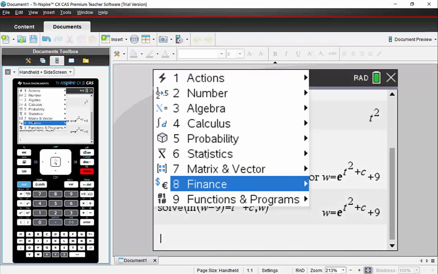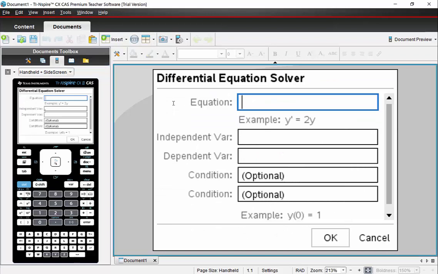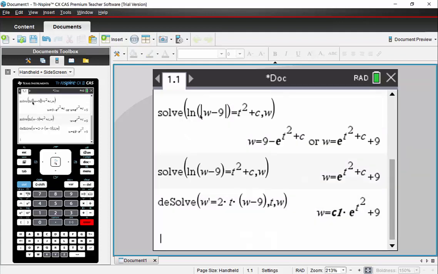Now, the other option was this under calculus, going all the way down to differential equation solver. In differential equation solver, in this case, we would put w prime equals 2t times w minus 9. Let's make sure we put a times in here. Our independent variable is t, dependent variable is w. It's kind of like x and y, right? If you want to just use x and y, you can. And then we can just hit OK. And they'll give us the same thing, c1 e to the t squared plus 9. Now, these are the same, right? The difference with the plus C and my C1 is that the C1 moved to the front. They're equal. So this is how I wrote it on ours, and it's the same thing.